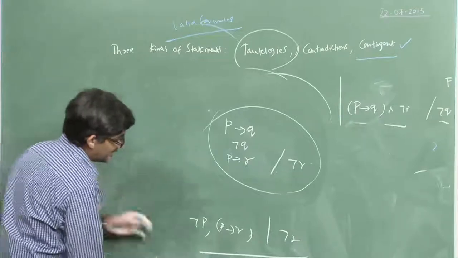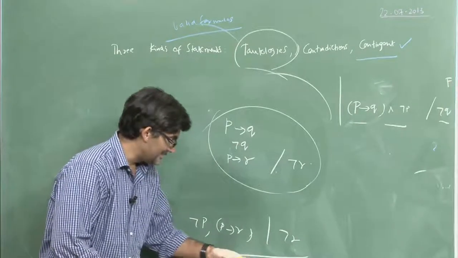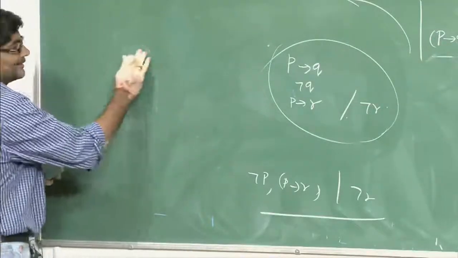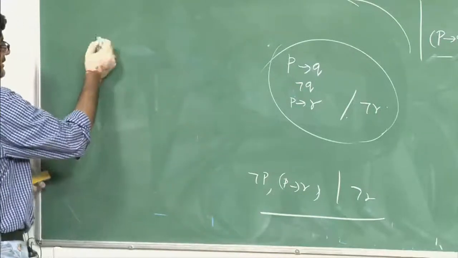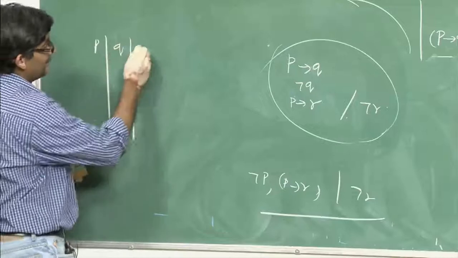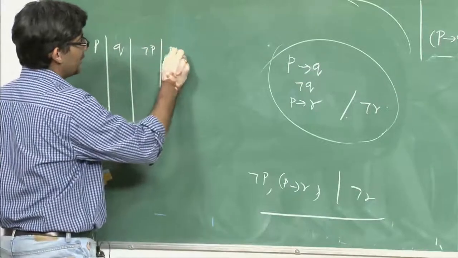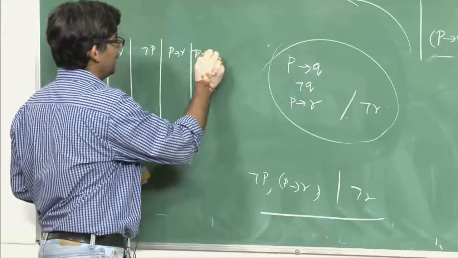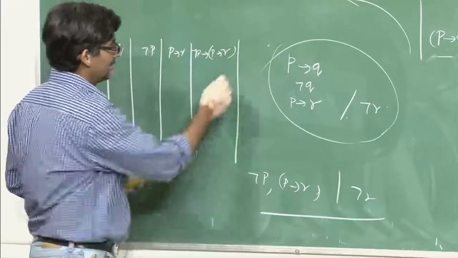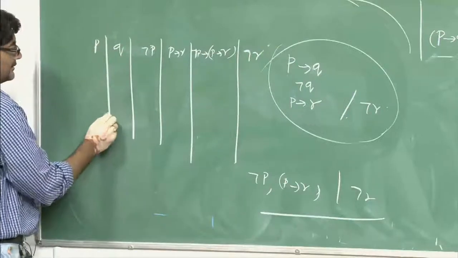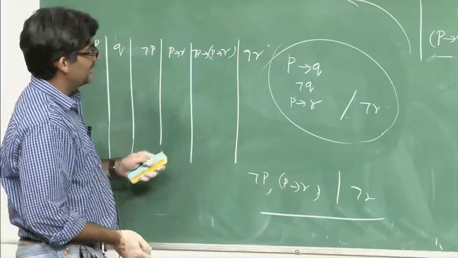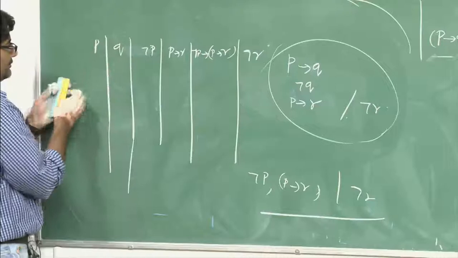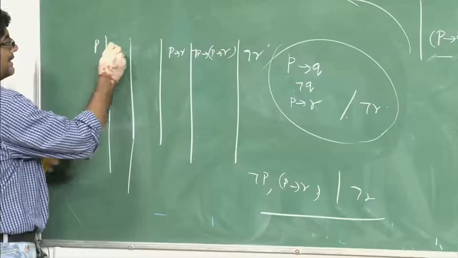If the premises are true and the conclusion is false, then it is invalid, otherwise it is going to be valid. So now this reduces to this particular kind of thing. Quickly we can draw a truth table for this one: not P, P implies R, and then not R. There are two variables in fact: P, R and not R.